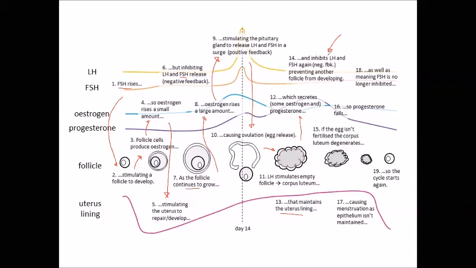So assuming the egg doesn't become fertilized, the corpus luteum degenerates down into the white body and progesterone levels fall. That causes the start of menstruation as the lining of the womb is no longer needed, so it gets shed. And that means that the follicle stimulating hormone is no longer inhibited, so the cycle starts again. So from 18 there to 19 and then back to 1.